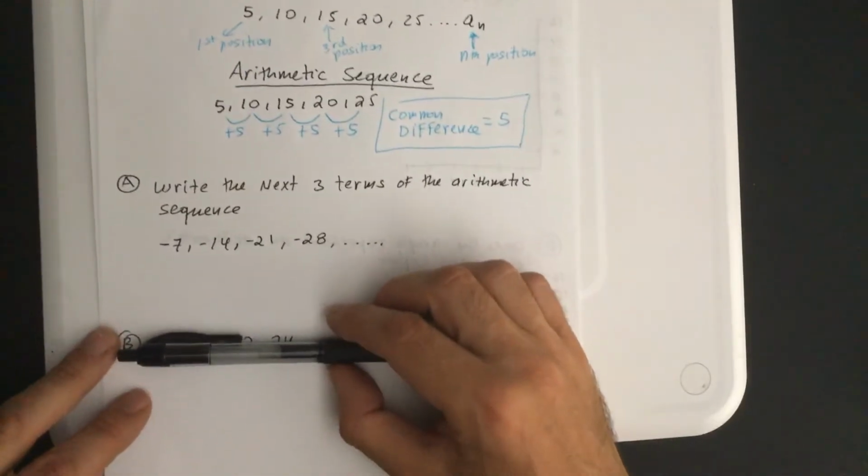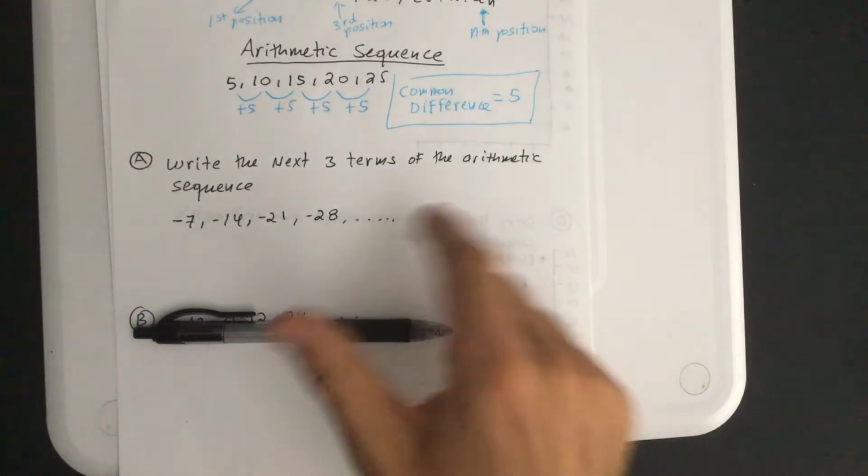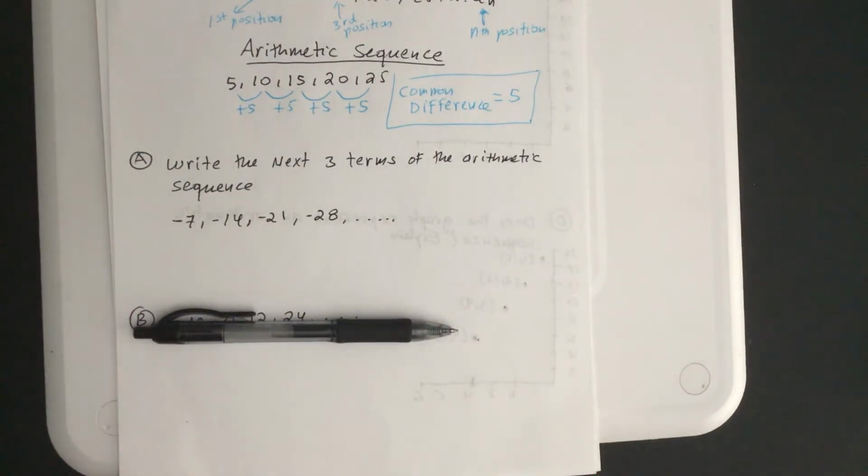Okay, let me cover that one there. I'm asking you to write the next 3 terms of the arithmetic sequence. We have -7, -14, -21, -28. So I want to know what my next 3 numbers are. So pause the video and see if you're able to figure it out.